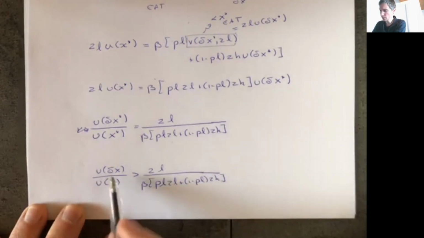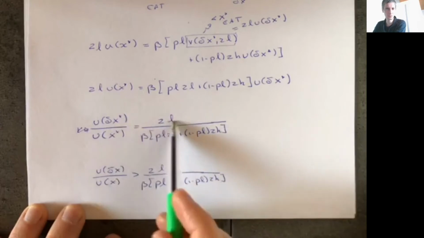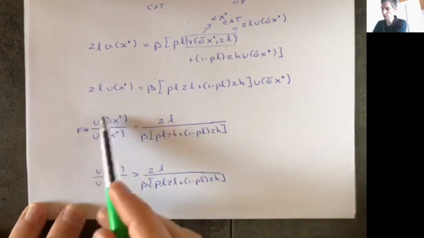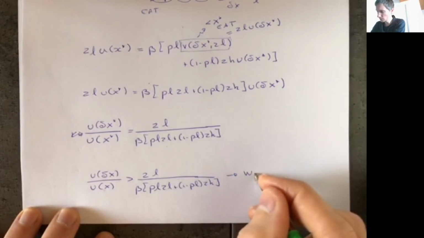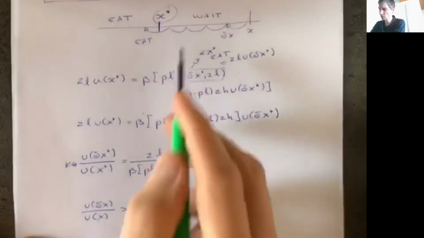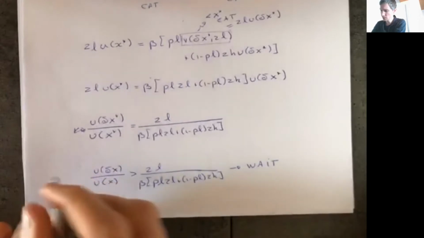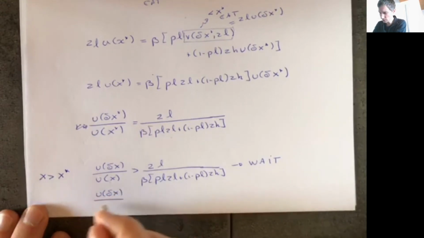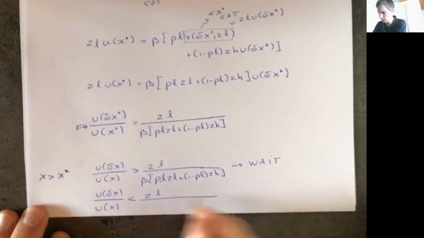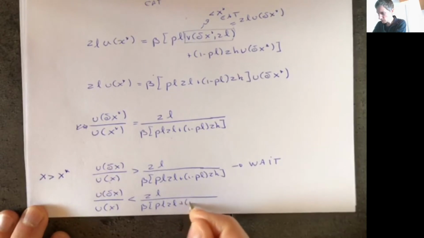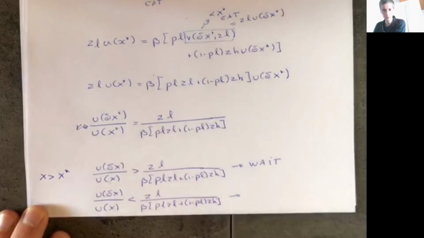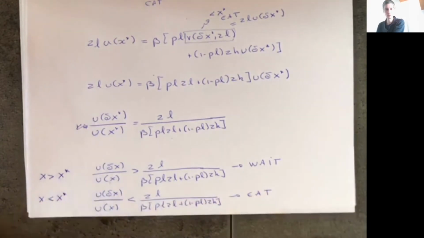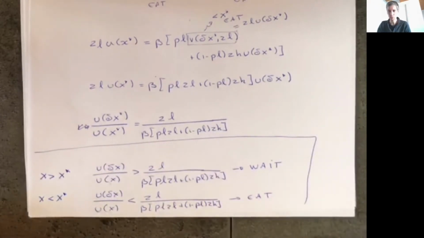In this case, because this inequality doesn't hold, the cost of waiting is lower than here, and you would expect the person to wait. In particular, we would like this to correspond to this area. So you would assume that for all x bigger than x star, this inequality holds. On the other hand, if U of delta x over U of x is below ZL divided by beta times PL ZL plus 1 minus PL ZH, then it will probably be optimal to eat the cake. So we're going to assume that this holds for all x smaller than x star. This is a rule that we're going to impose.